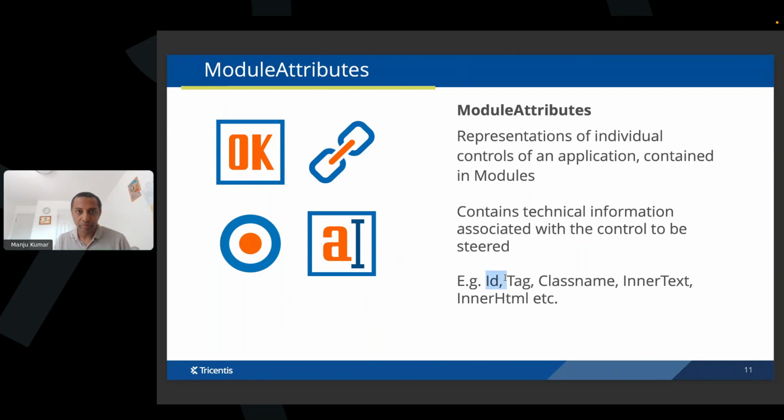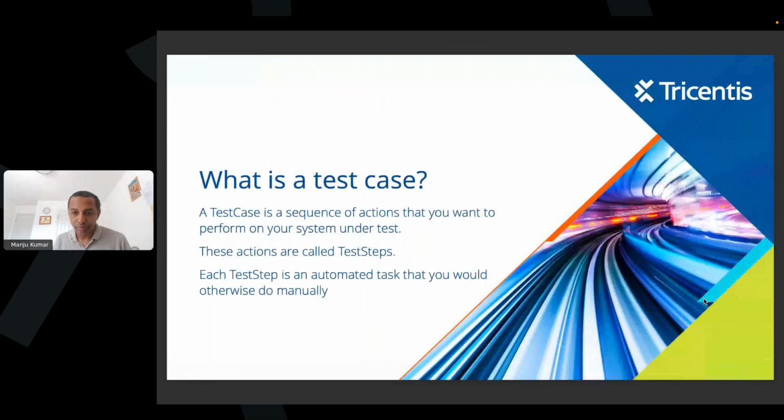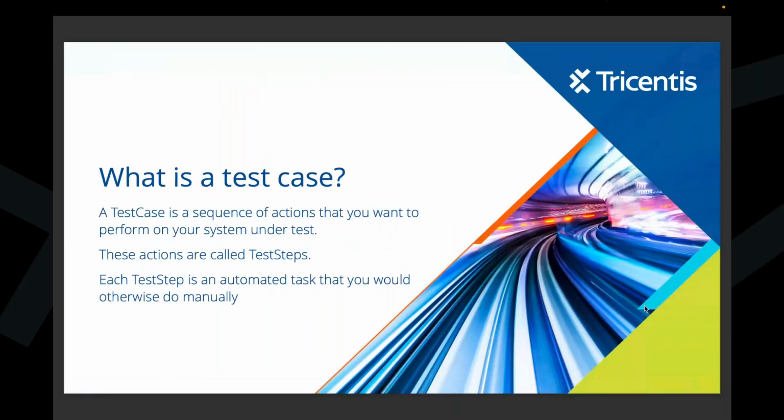These are some examples which will make your elements or model attributes unique, like ID, tag, class name, inner text, HTML. I would not waste too much time on this slide, because many of you are already from a testing background. So I assume that everyone knows what test scenarios, test cases, and test steps are. During our session, when we are building the test cases, you'll get to know what a test case is.